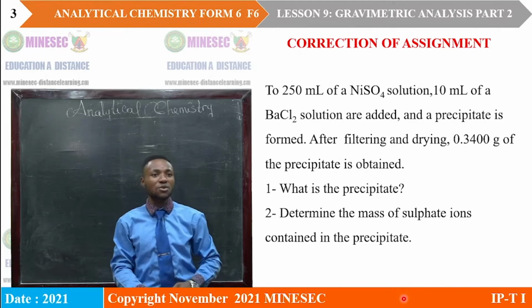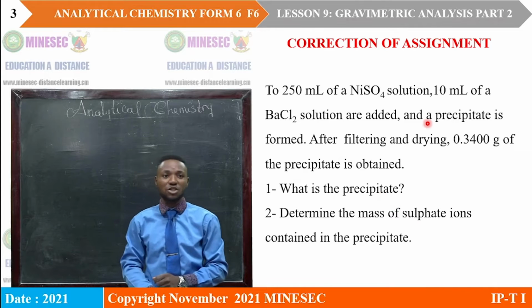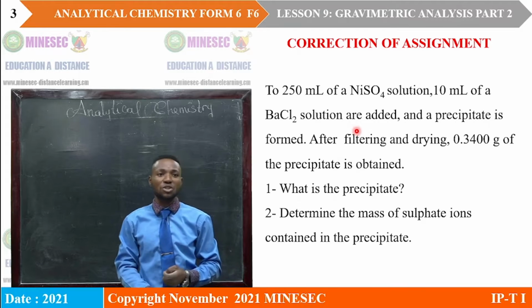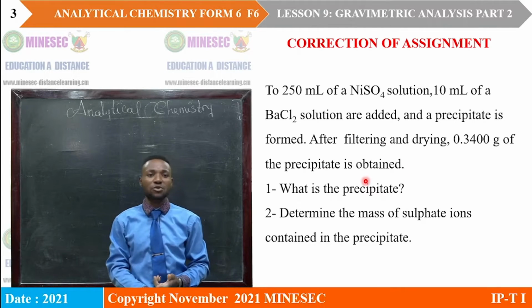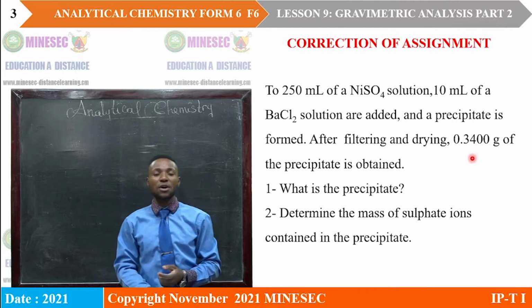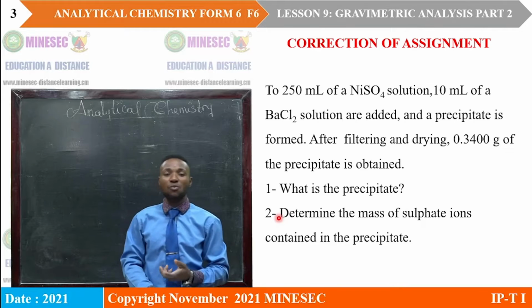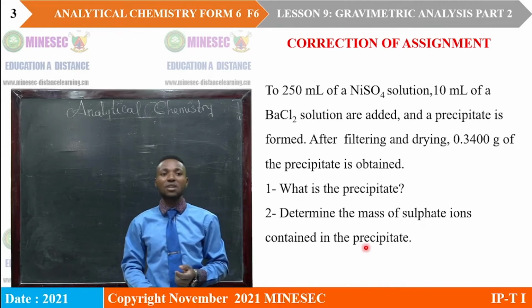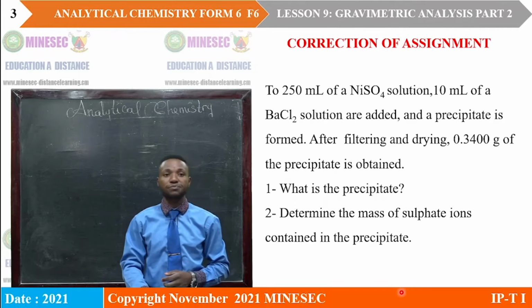The assignment goes thus: to 250 milliliters of nickel sulfate solution, 10 milliliters of a barium chloride solution are added, and a precipitate is formed. After filtering and drying, 0.3400 gram of the precipitate is obtained. Question number one, what is the precipitate? And question number two, determine the mass of sulfate ion contained in the precipitate.